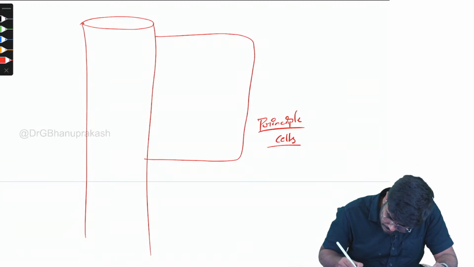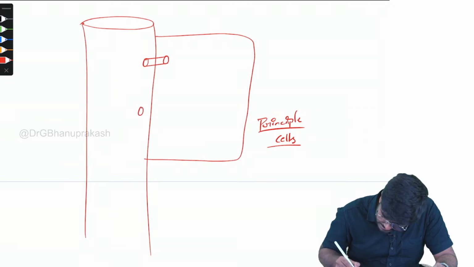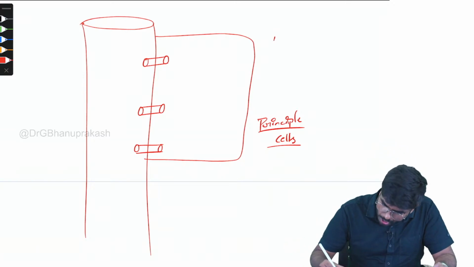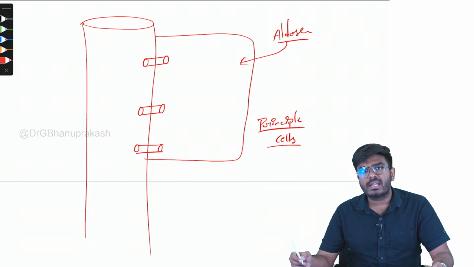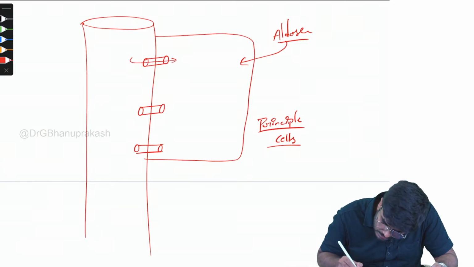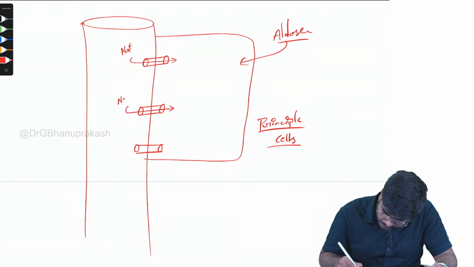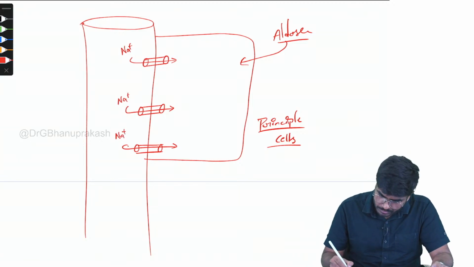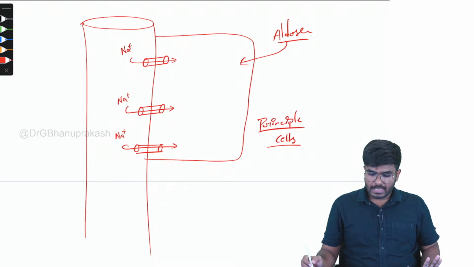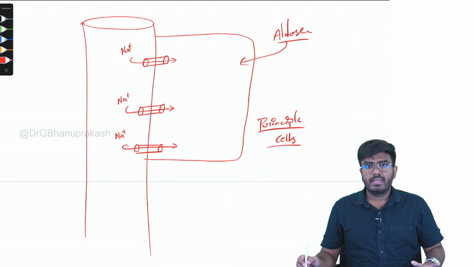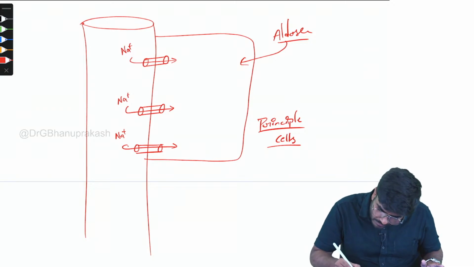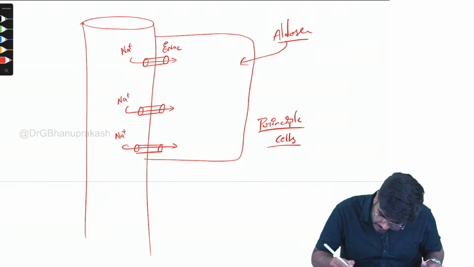These are the channels present over here. Now aldosterone comes and helps in the production of these channels. From these channels, sodium is getting reabsorbed back into the body. An important point here: what is the name of this channel? The name of the channel is ENaC, the epithelial sodium channel.